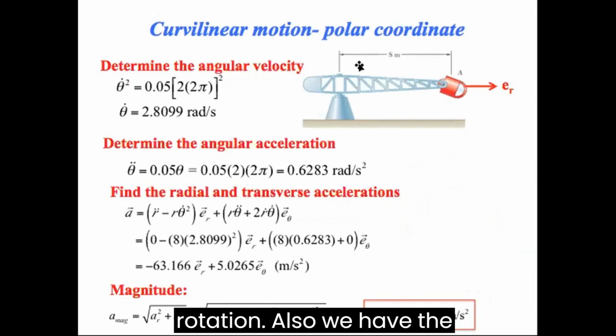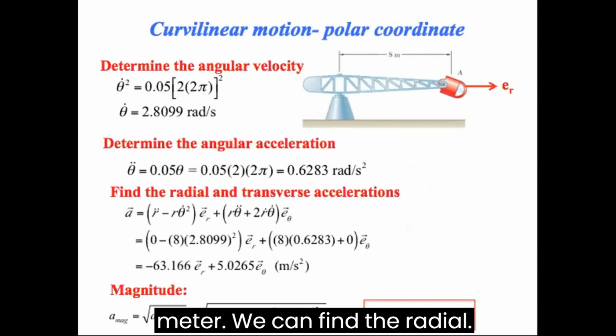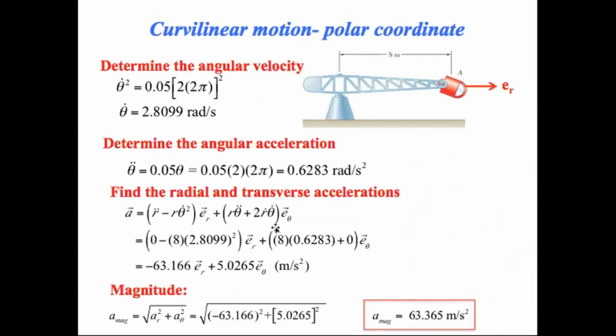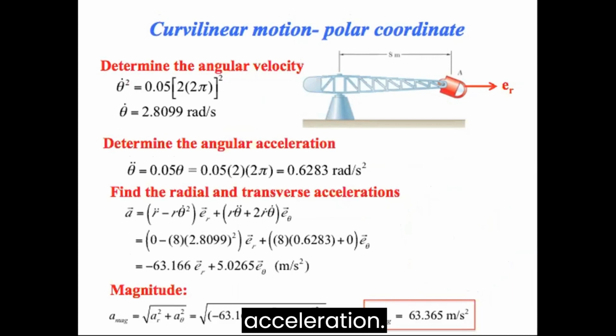Also, we have the radius, which is 8 meters. Now we can find the radial and transverse accelerations by this equation. And finally, this is the magnitude of the acceleration.